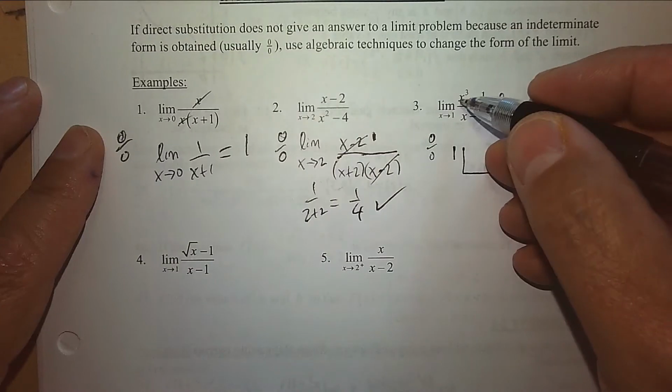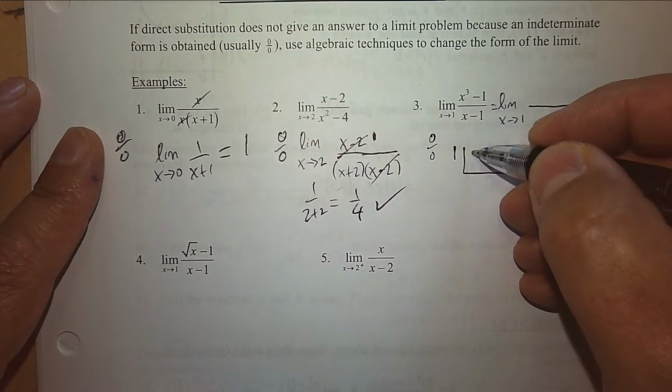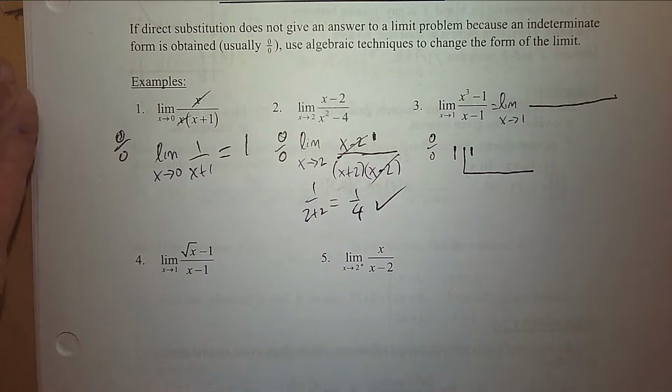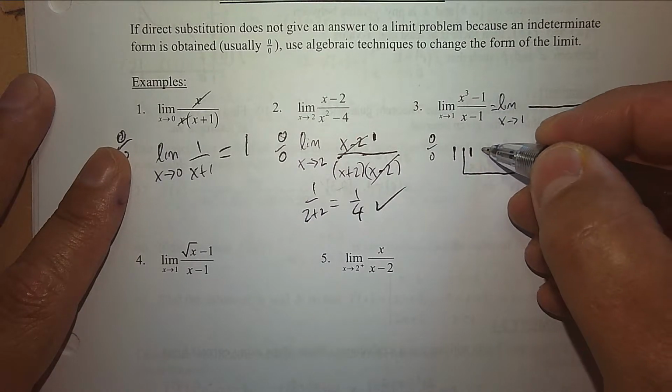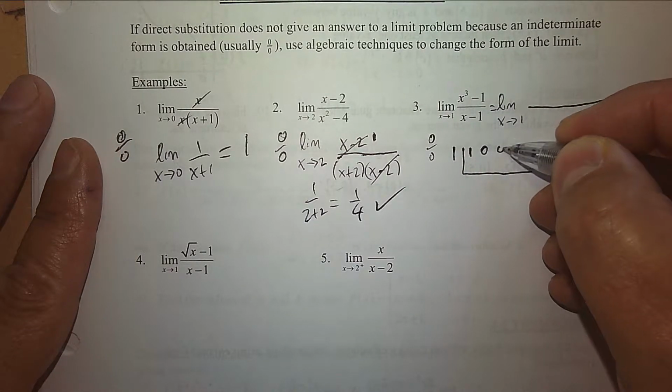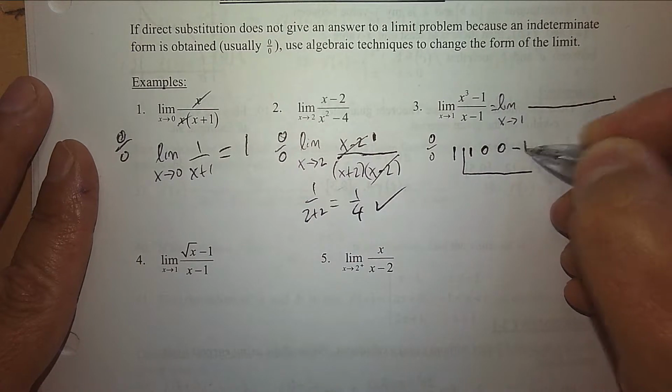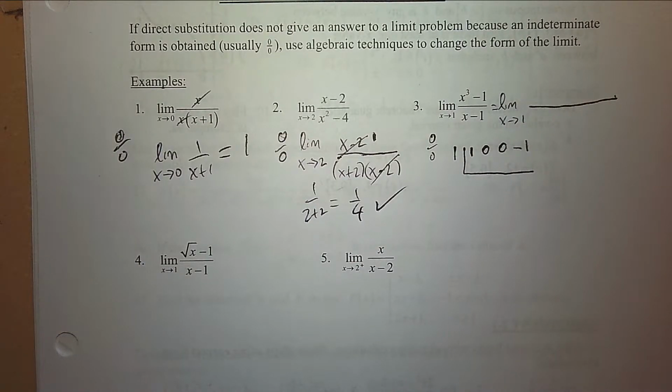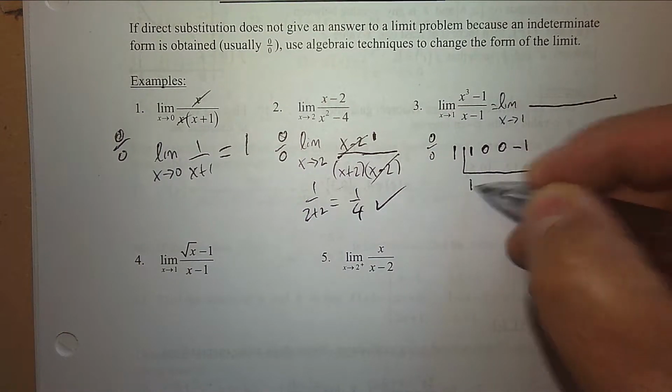So the coefficient for x cubed is 1. Remember, it's the big number in front, right? Not the exponent. What's the coefficient for x squared? How about for x? 0. And then the constant is negative 1. What happens when I divide here?